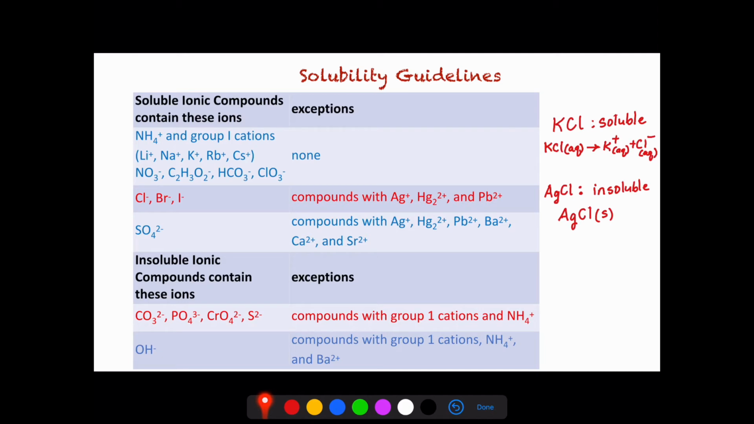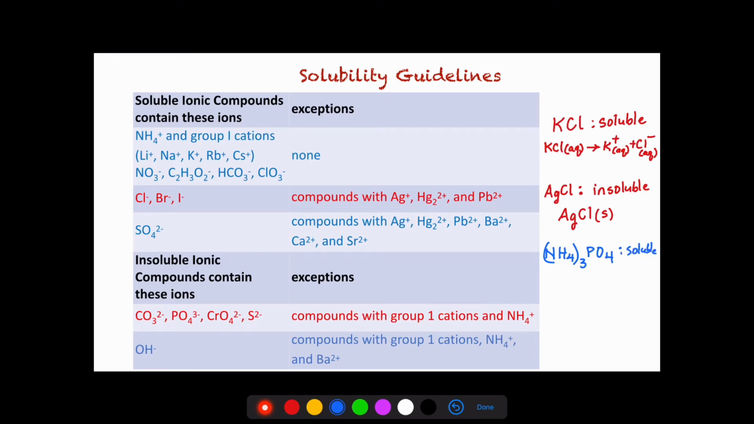Now, what about ammonium phosphate? Here's the formula for ammonium phosphate: (NH4)3PO4. Let's determine if this is soluble or not in water. Phosphates are usually insoluble, but there are some exceptions. If it is combined with an ammonium ion, it's soluble. And you already learned here that any ammonium ion containing compound is soluble. So this one is a soluble compound. It's soluble in water.